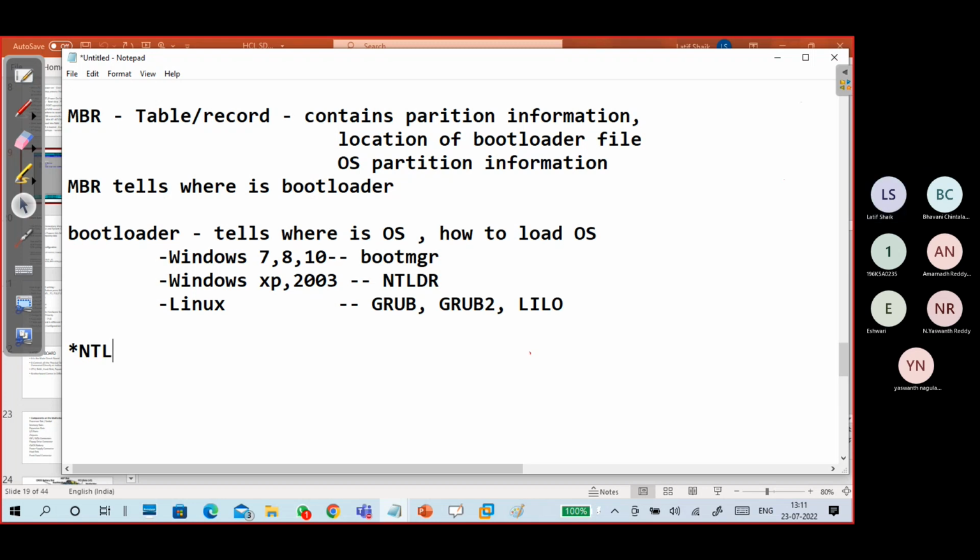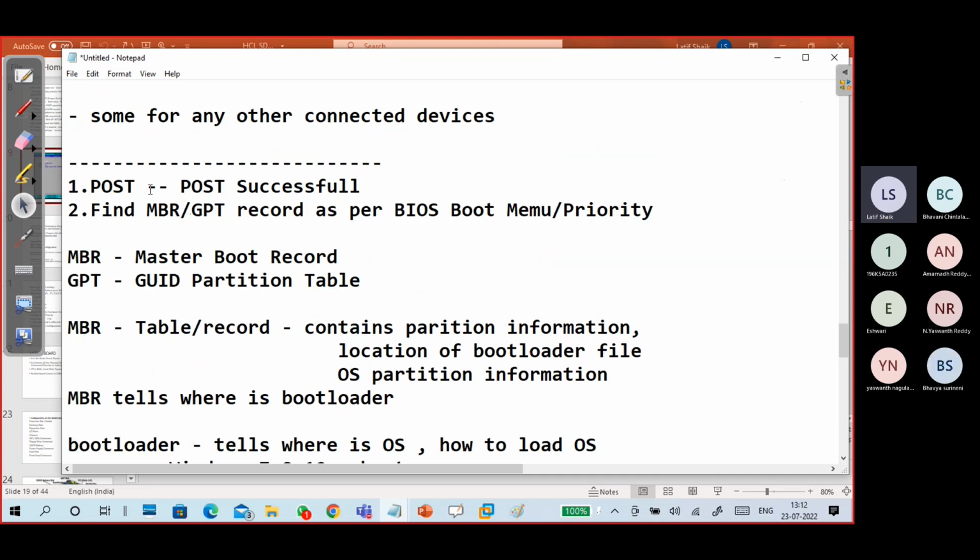NTLDR, or we can say boot MGR missing. This is most possible. You can see boot MGR missing. Type in Google, find out what the problem is and how the screen looks. Okay, guys, first POST is successful or POST is failure. If failure, where is the problem? How to make it right.